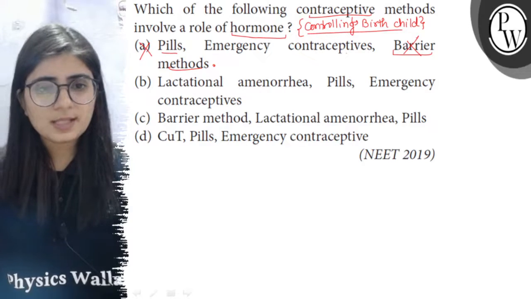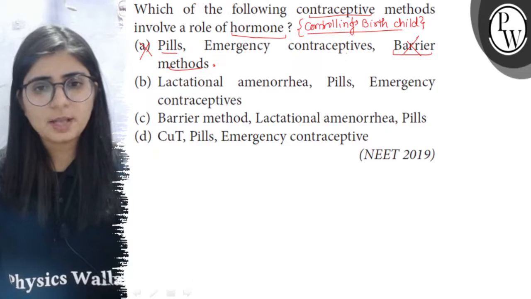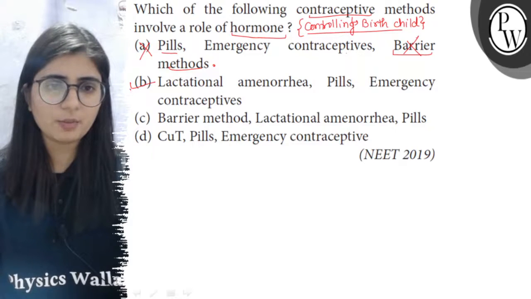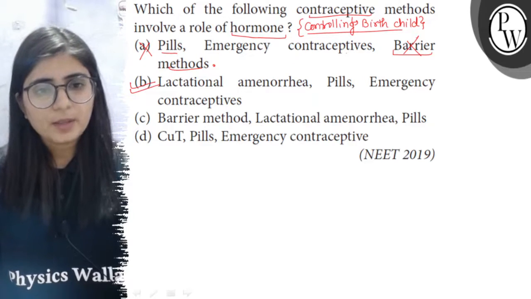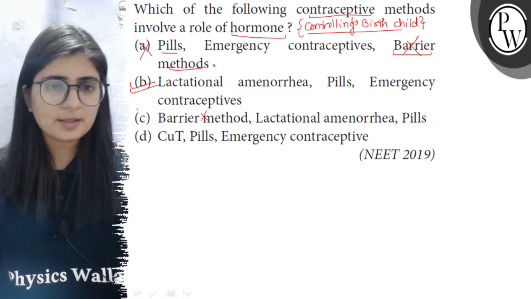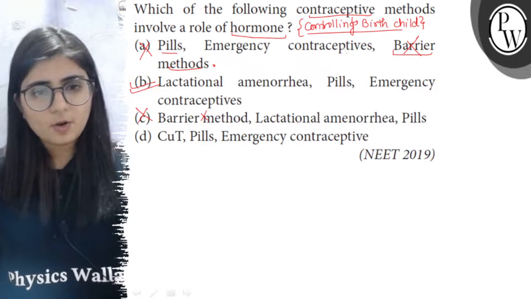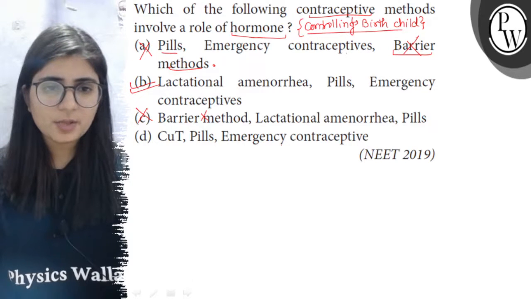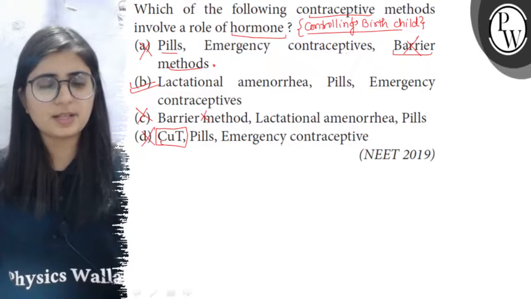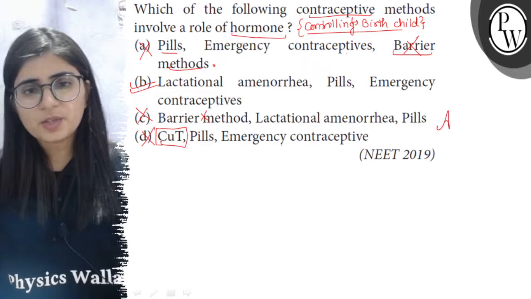The second one is lactational amenorrhea, pills, emergency contraceptives. All three methods are based on the hormones, so this is the right one. Now barrier method, lactational amenorrhea and pills. Again barrier method is incorrect, so it is discarded. Then copper T, pills and emergency contraceptive. Copper T doesn't have any hormone, so it is also discarded. So the right answer of this question is option B.